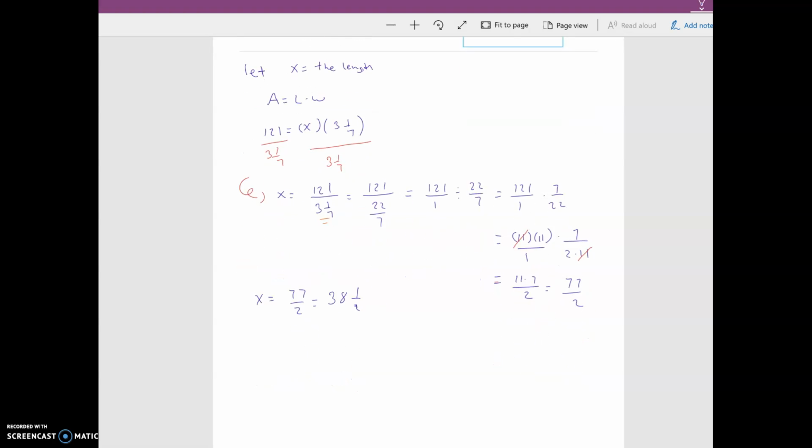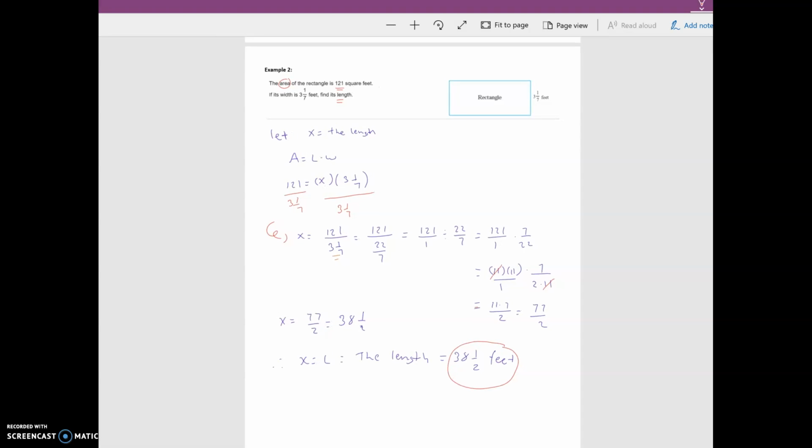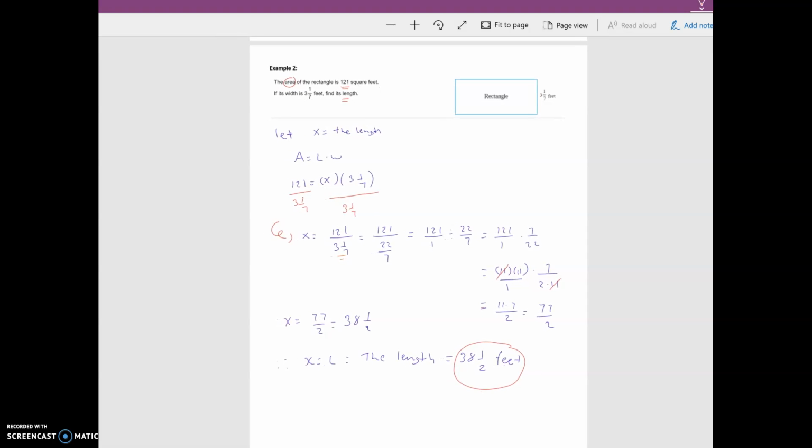So your final answer will actually be that in this case, x is equal to L, or the length is equal to 38 and 1/2. And in this case, we're talking about feet. That would be our final answer for this one. Don't forget that your final answer needs to have some sort of a statement where you're actually concluding the problem. They're asking for the length, so the length is going to be represented as feet.